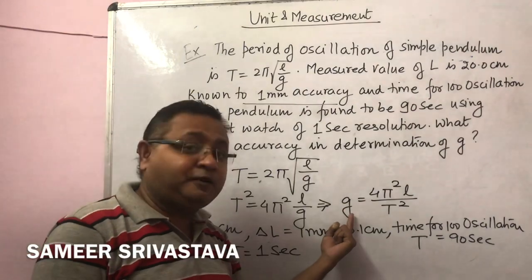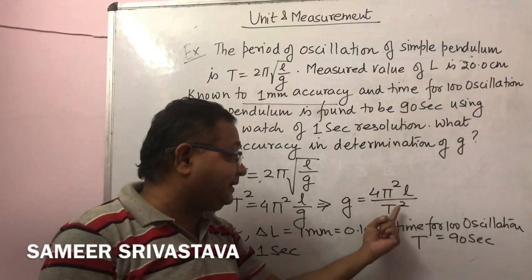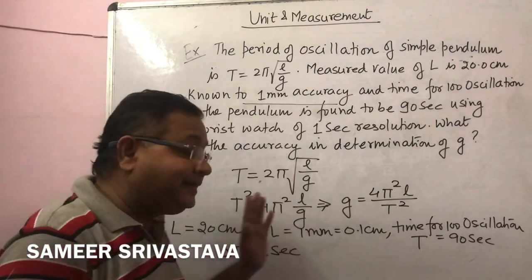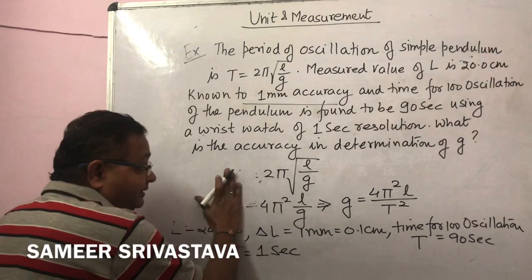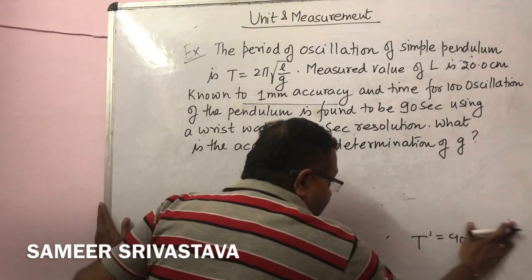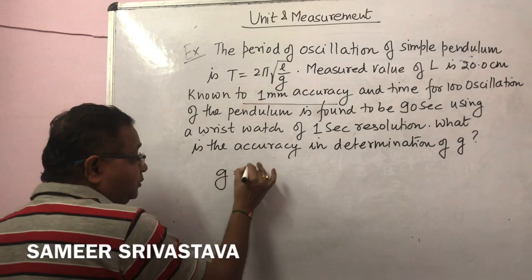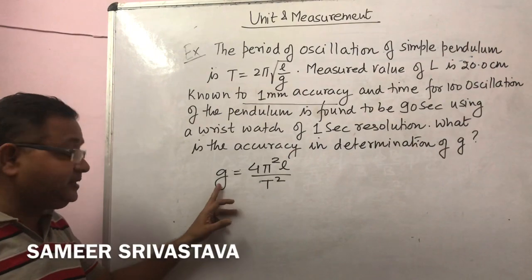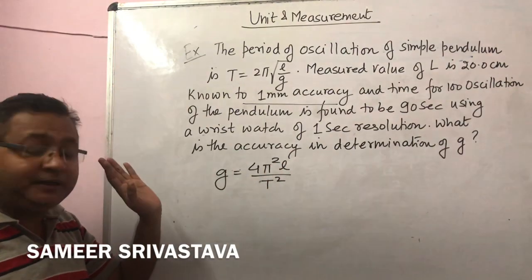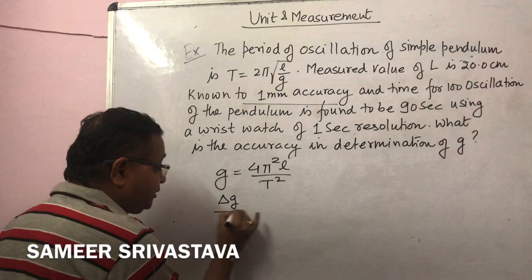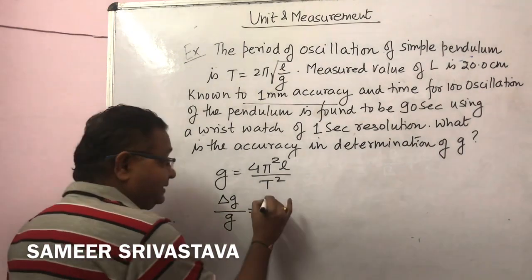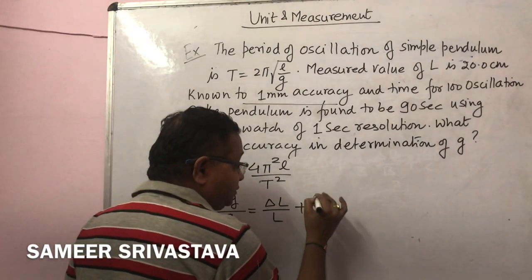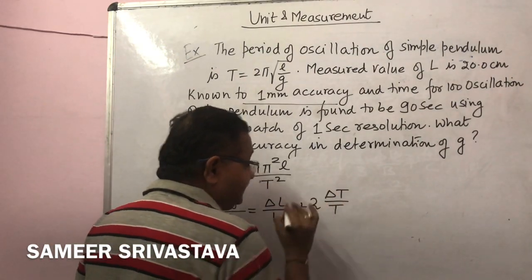Here we have the formula g is equal to 4 pi square L upon T square. Now we have to first convert this g into the relative error. How can we convert it to relative error? The formula is g equals 4 pi square L upon T square. Here the form is Z equal to A upon B square. So we can write delta g upon g as delta L upon L plus, for T square, 2 times delta T upon T.